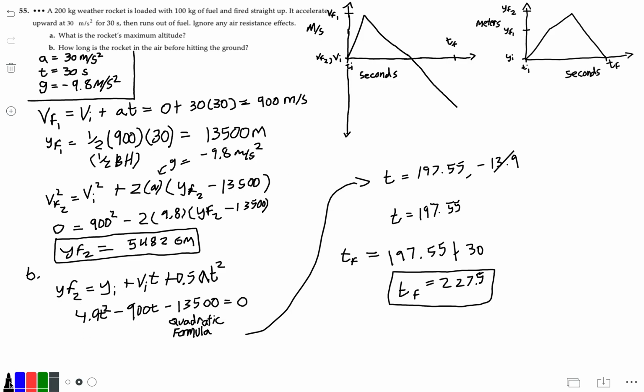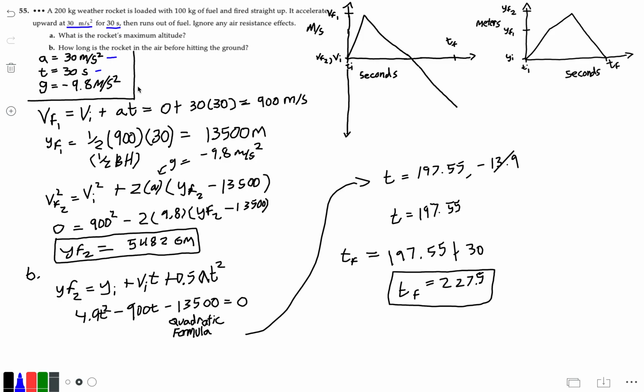So what I've done is I've written a few of the things that we can get out of this initial problem. Here we have the acceleration, also seen here in meters per second squared. We have the time in seconds. And since we're working in the Earth system, we know that acceleration due to gravity is negative 9.8 meters per second squared.